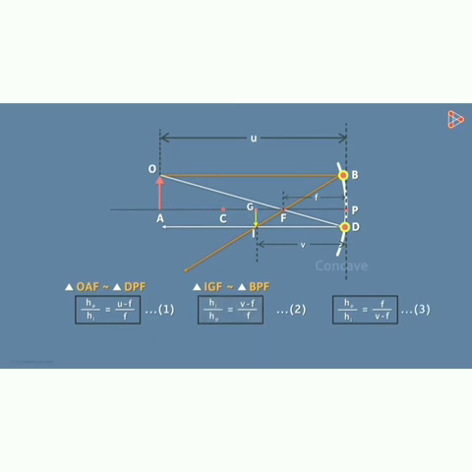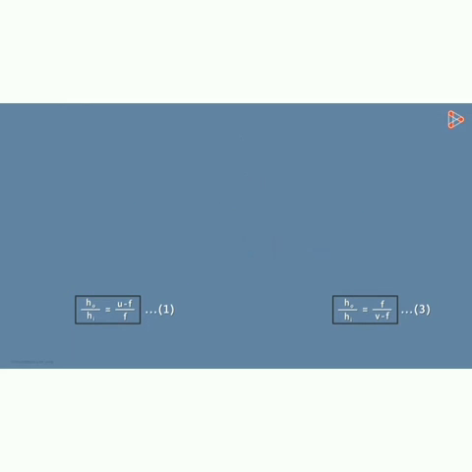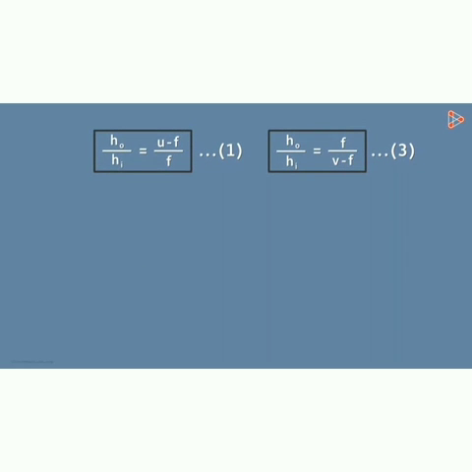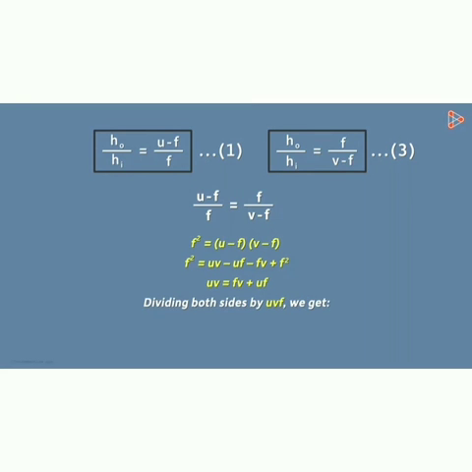Just invert equation 2. I just invert equation 2 in order to get equation 3. As we know, HO and HI are common in equation 1 and equation 3. So in the place of HO and HI, I will replace: U minus F divided by F is equal to F minus V by F.